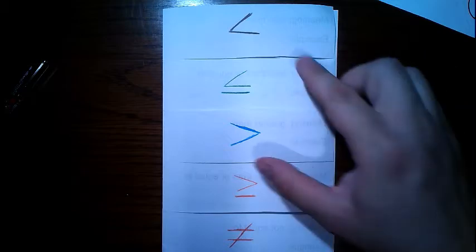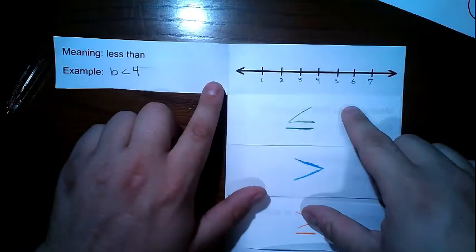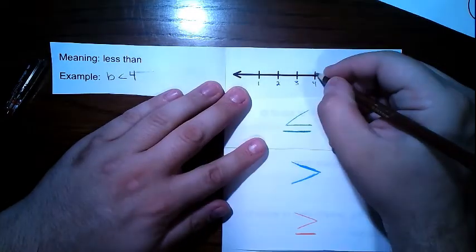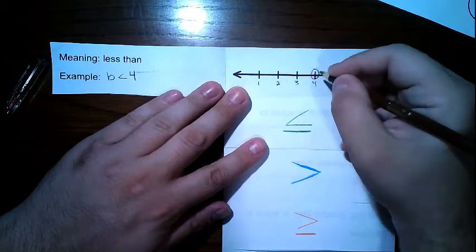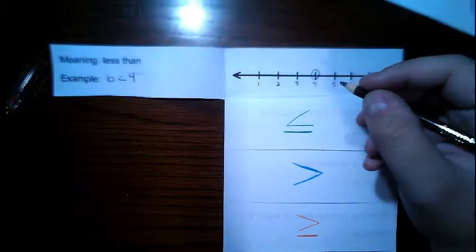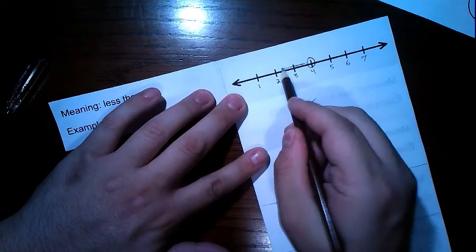So the first one is going to be the less than symbol. So for example, if we have b is less than 4, what I'm going to do is circle 4, and I'm going to shade towards those values that are less than 4. In this case, I'm shading this way. So I'm going to shade these values here.